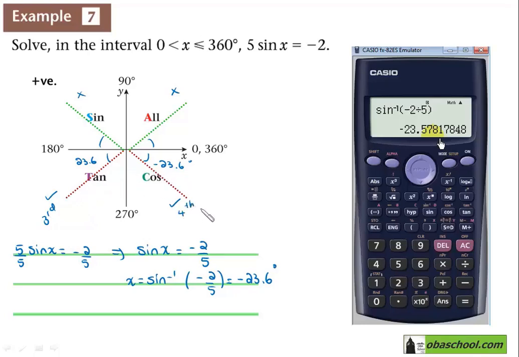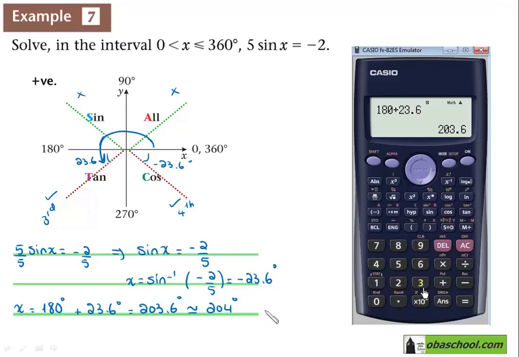x is negative on the calculator and we need the x to be between 0 and 360. So what do we do? In the third quadrant, if we start from the positive x-axis, this is the angle. It is 180 plus 23.6. The answer is 203.6 degrees. We want up to 3 significant figures, so it is 204 degrees.